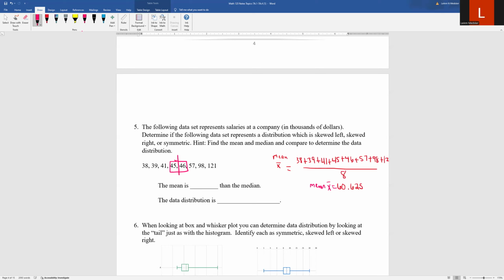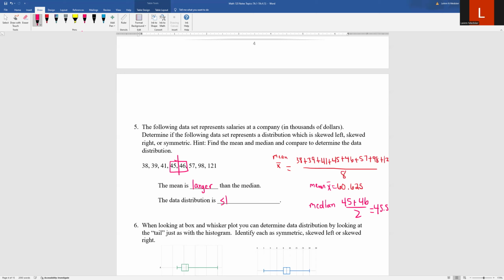So when we are looking for the median of an even group of numbers, so 8 is an even group, we have to take the average of the 2 middle numbers. So the median would be 45 plus 46, and you cut that in half. You're just averaging those 2 numbers. That is 45.5. So notice the mean is greater than the median by quite a significant amount.